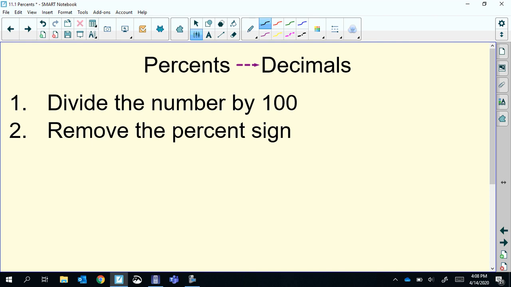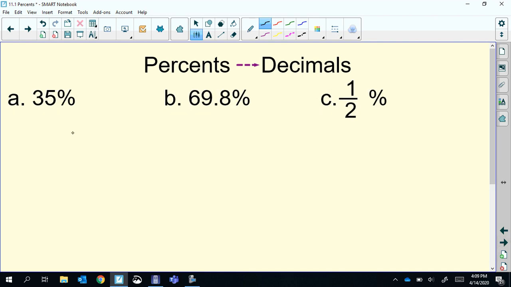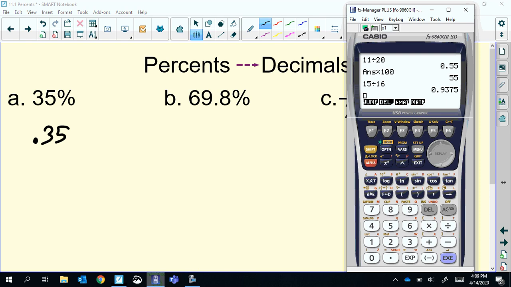Percent to decimal, you put the percent over 100, remove the percent sign, that's it. Or you can just move the decimal back those 2 spots that we've been doing. So 35% means move it back 2 spots, that'd be 0.35. Or you remove the percent sign and divide it by 100. Either way, obviously gets the same answer. I think it's easier just to move it 2 spots though.